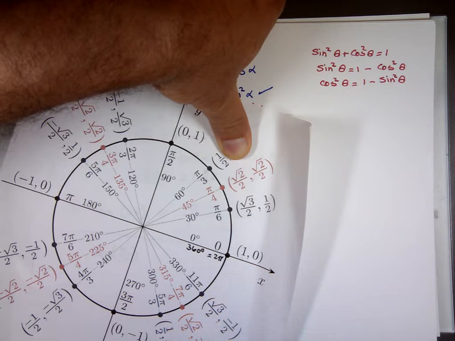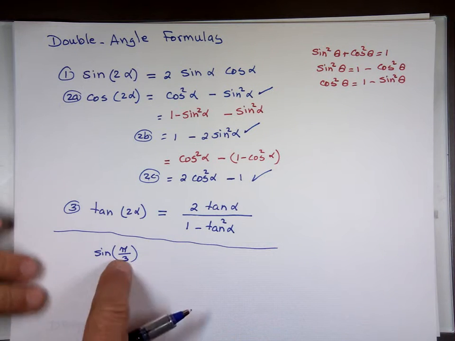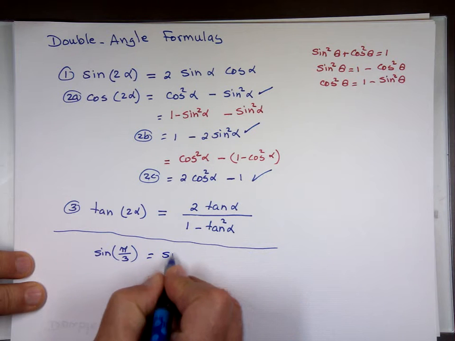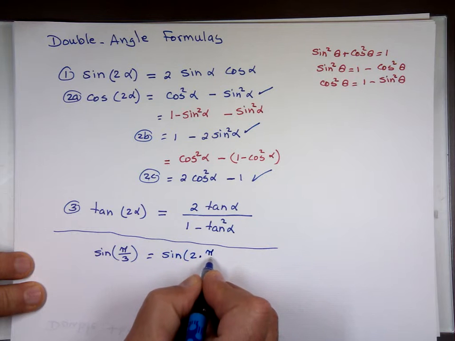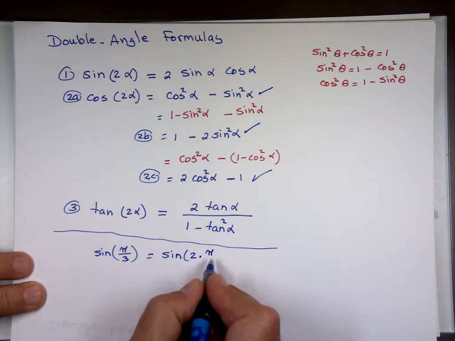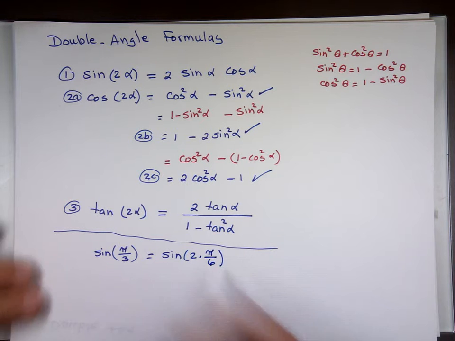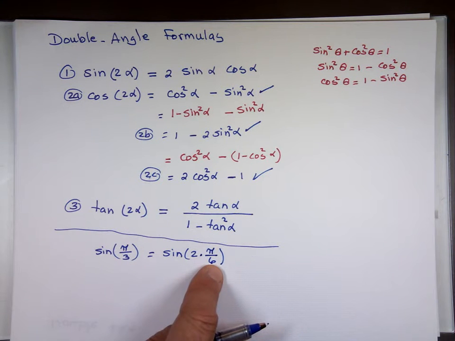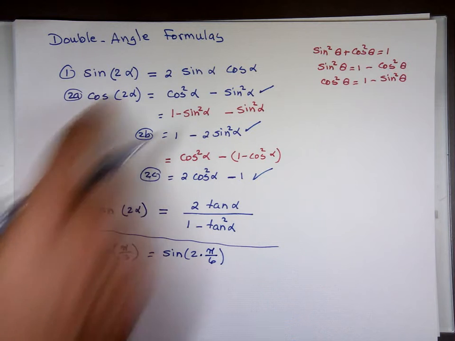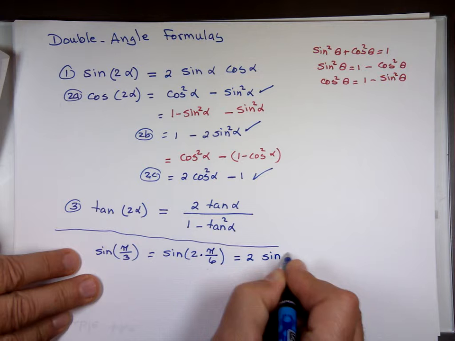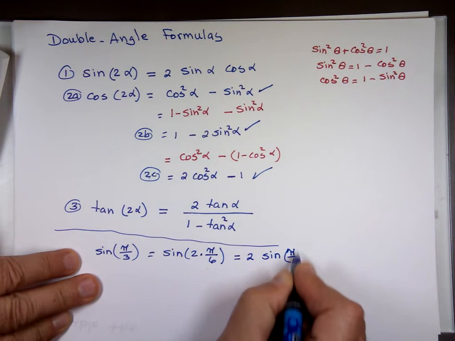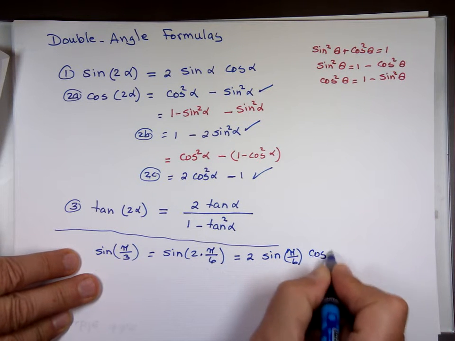I can take the sine pi over 3 and write that as sine 2 times pi over 6. Is it pi over 3? Yep, isn't it? 2 times pi over 6. By 2, this is 1. By 2, that's 3. So I can use double the angle. That says, oh, that's 2 times sine pi over 6 times cosine pi over 6.